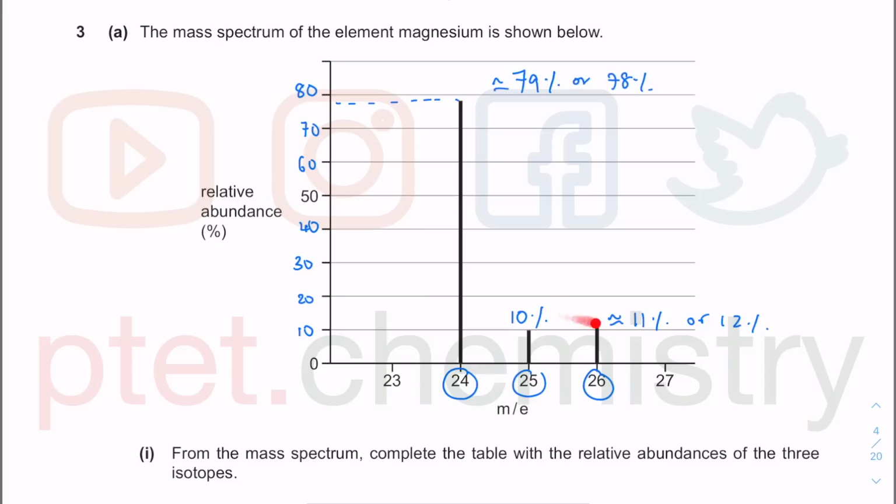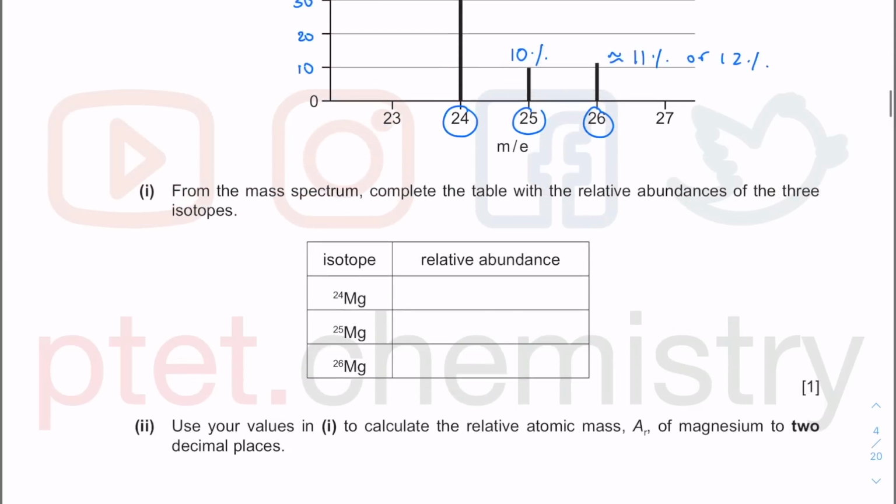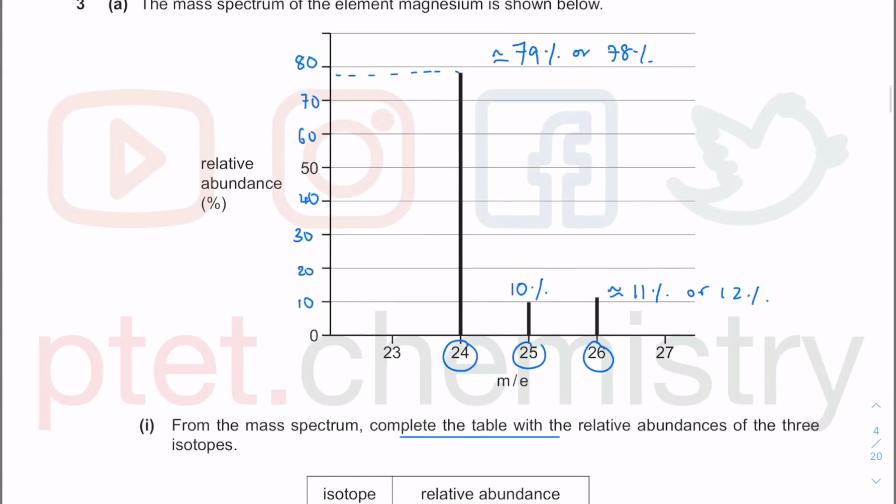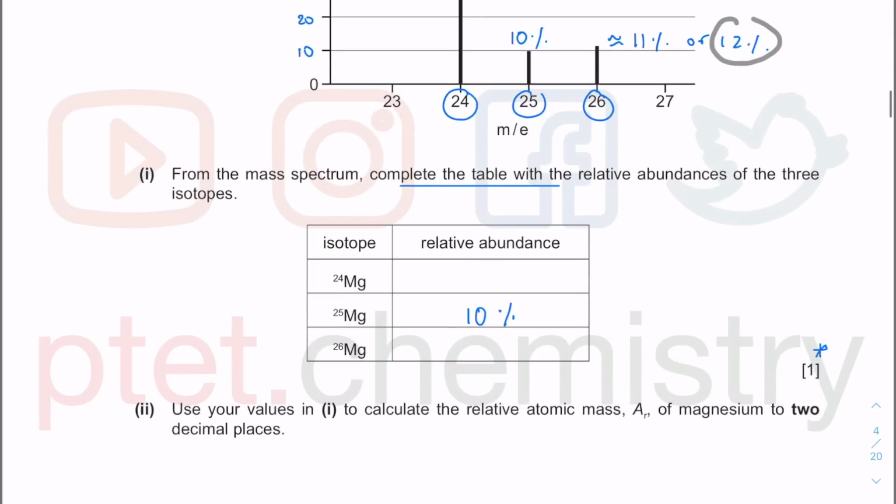And you can see the percentages will add up to 100%. Of course, 79 plus 10 plus 11 is 100%, or 78 plus 12 plus 10 will give you 100% as well. So from the mass spectrum, complete the table with the relative abundances. So there's a 10% there. I'm just going to stick with 78 because it looks a bit lower. But again, you don't want to spend too much time thinking about 79 or 78. At the end of the day, they're going to be roughly approximate unless they give you the value. So the 26 there is going to be 12% if I use 78% for the top one.